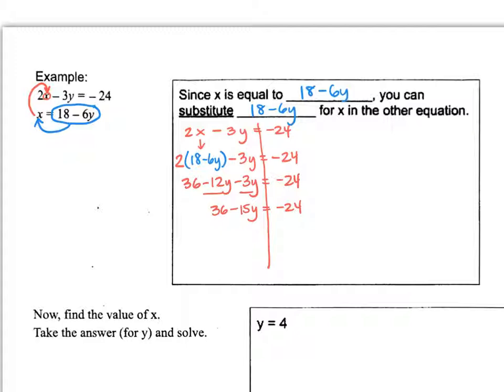Next, I am going to subtract 36 since it's positive. I end up with negative 15y equals negative 60. Then I want to divide by negative 15, and I'll end up with y equals 4.